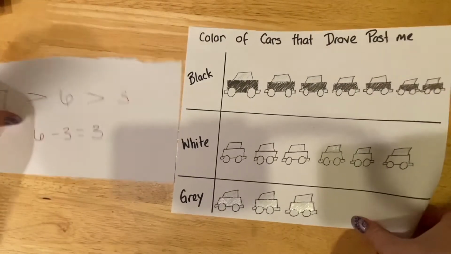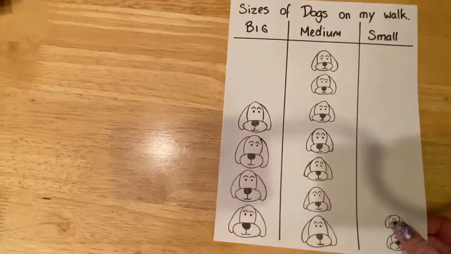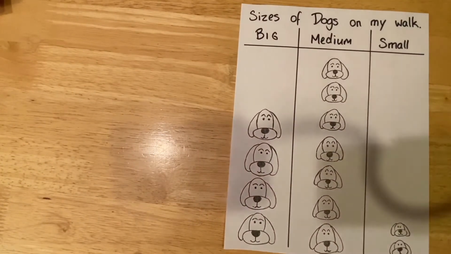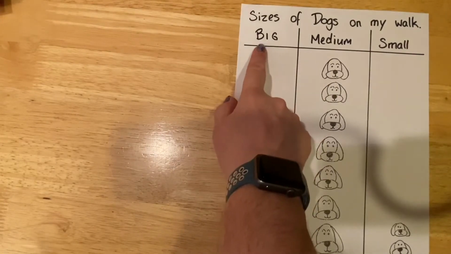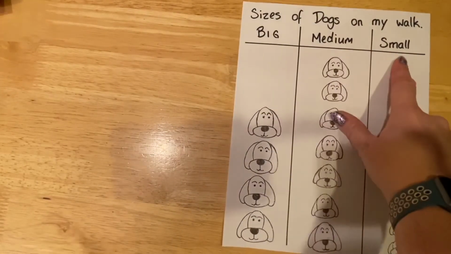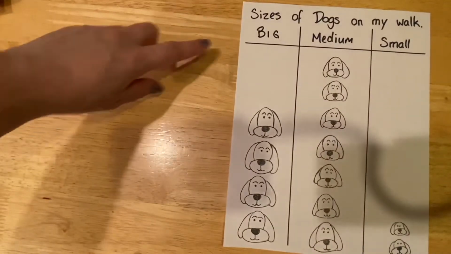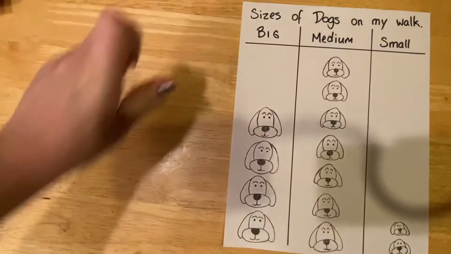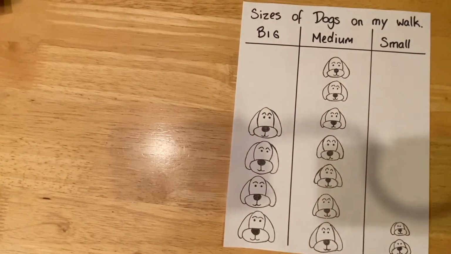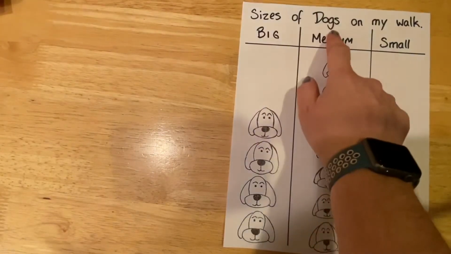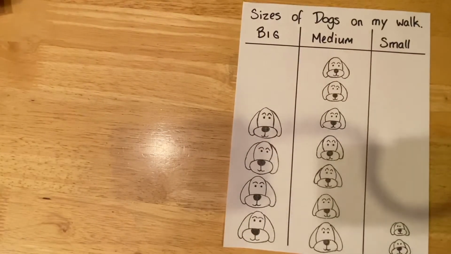Very good. On my next walk, I looked at the dogs that I saw and their sizes. I kept track of how many big dogs, medium dogs, and small dogs. What goes on the top of our graph? A title. The title of this graph is Sizes of Dogs on My Walk. All right, so let's take a look.